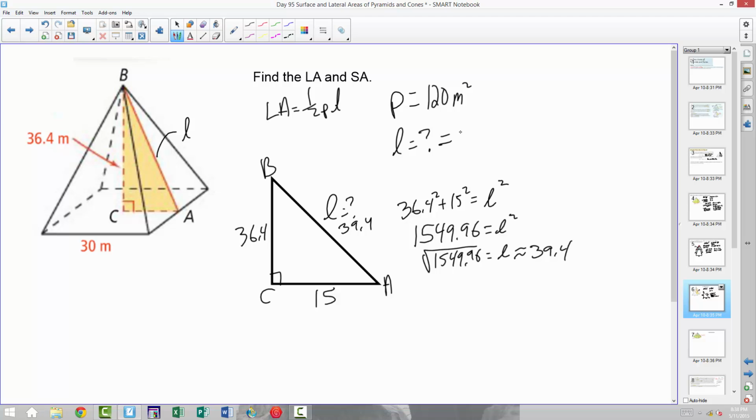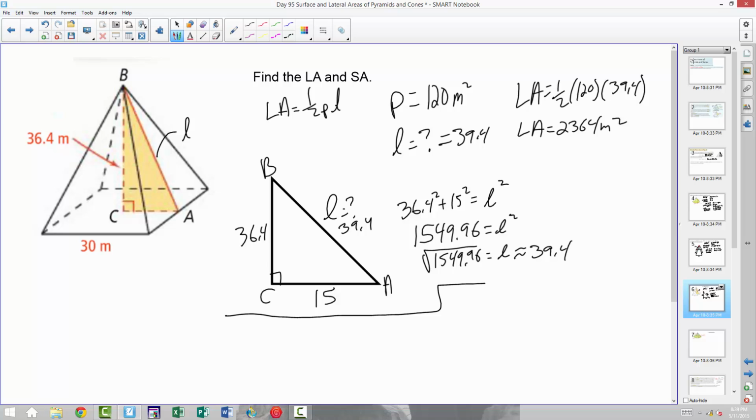So L is 39.4. So now I can find my lateral area, which is half times 120 times 39.4. So half of 120 is 60, so 60 times 39.4 is 2364. So the lateral area is 2364 meters squared. So all that work just to get my slant height and also to get my lateral area. Again, just reinforcing the Pythagorean theorem to solve for a missing side in a right triangle when you're given two sides.